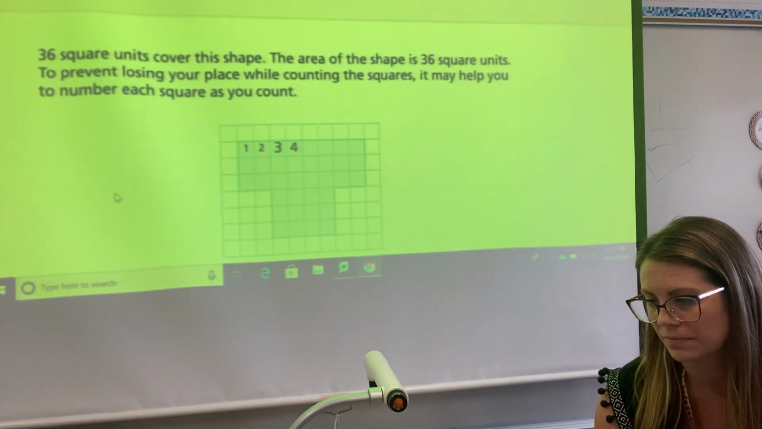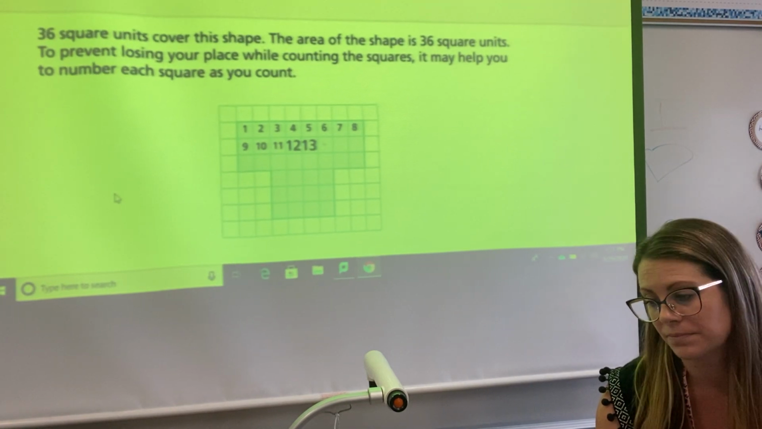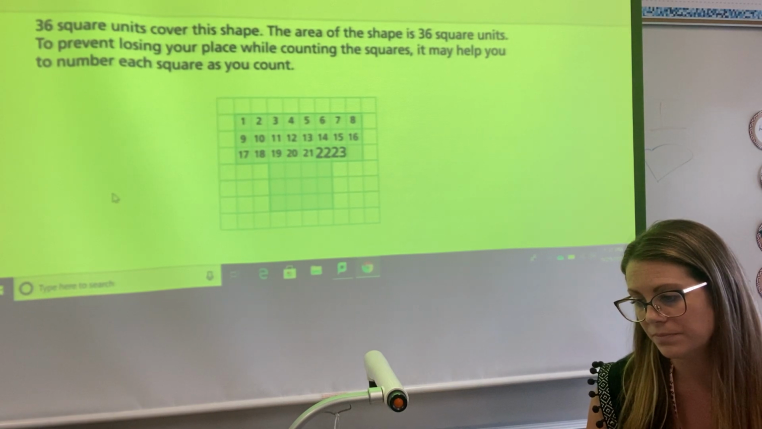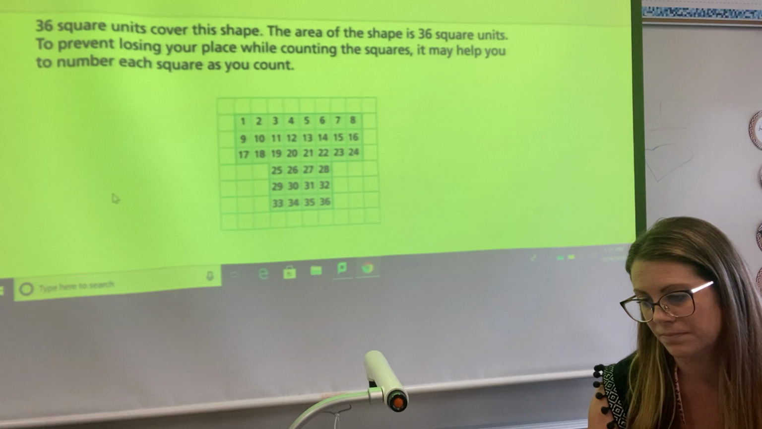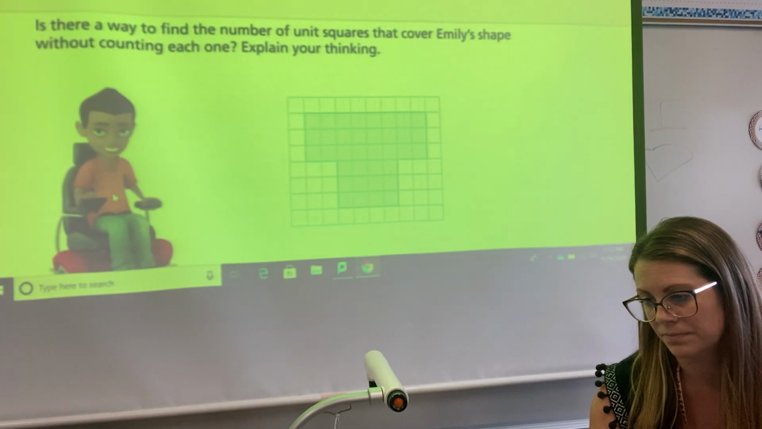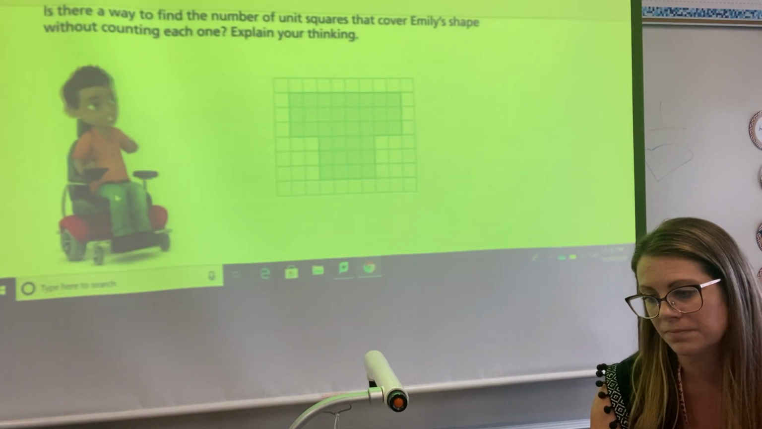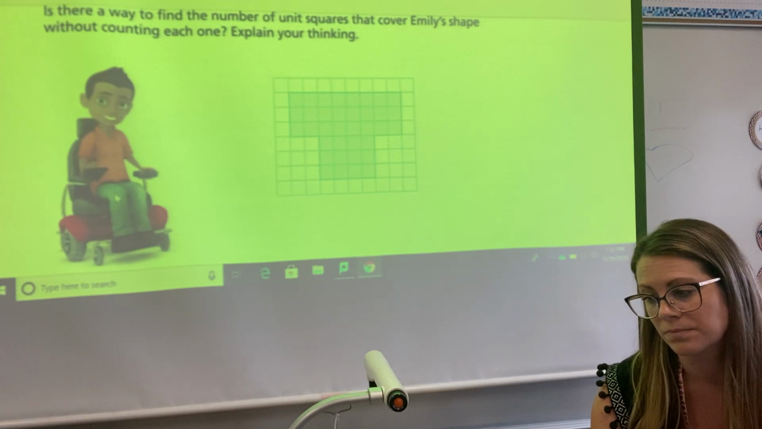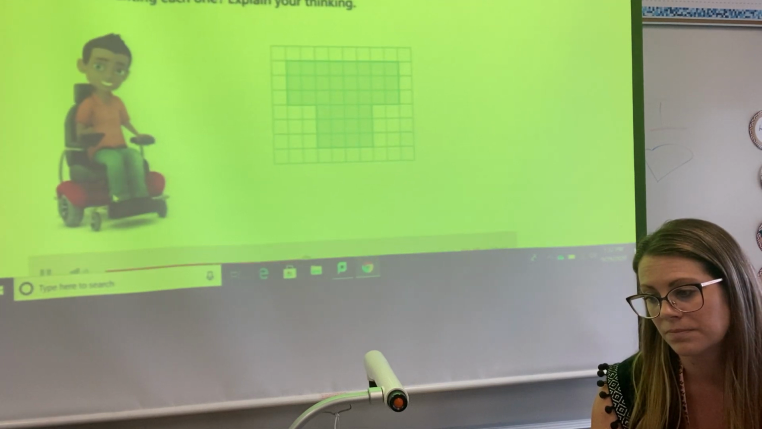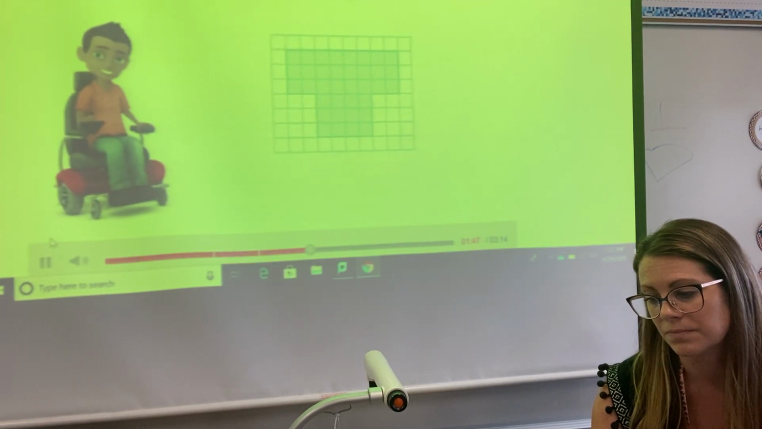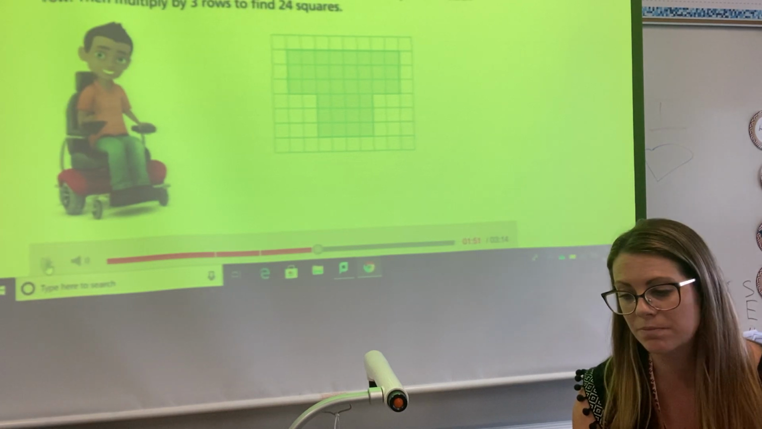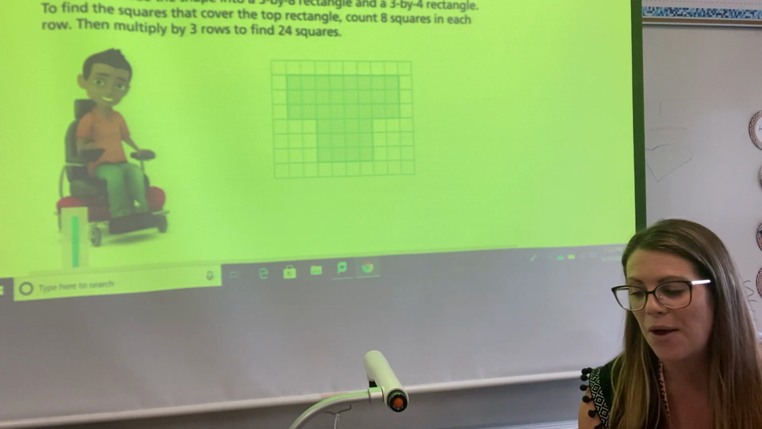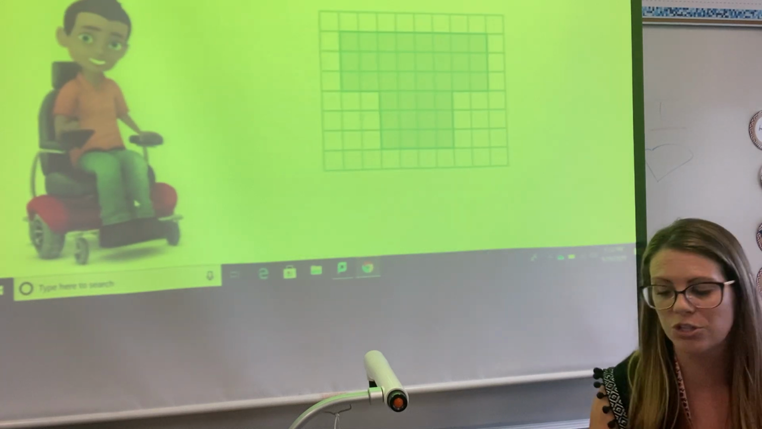To prevent losing your place while counting the squares, it may help you to number each square as you count. Is there a way to find the number of unit squares that cover Emily's shape without counting each one? Explain your thinking. What do you think? Don't tell us yet. What do you think? What could we do?